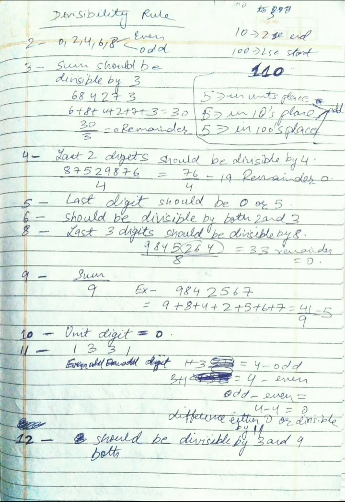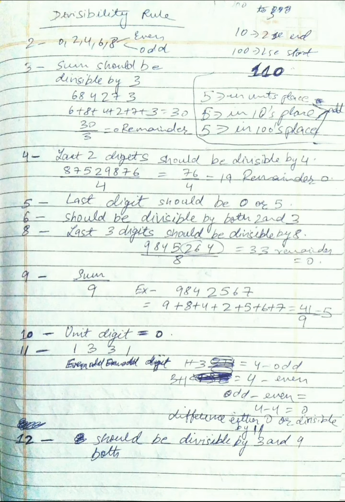Now let's look at the divisibility rule by 10. In the case of divisibility by 10, the unit digit should be 0, then only the number will be divisible by 10. We have not discussed the divisibility rule by 7 here because it is a little complicated. I will discuss it in the next videos. So in the case of 10, the unit digit should be 0, then the number will be divisible by 10.